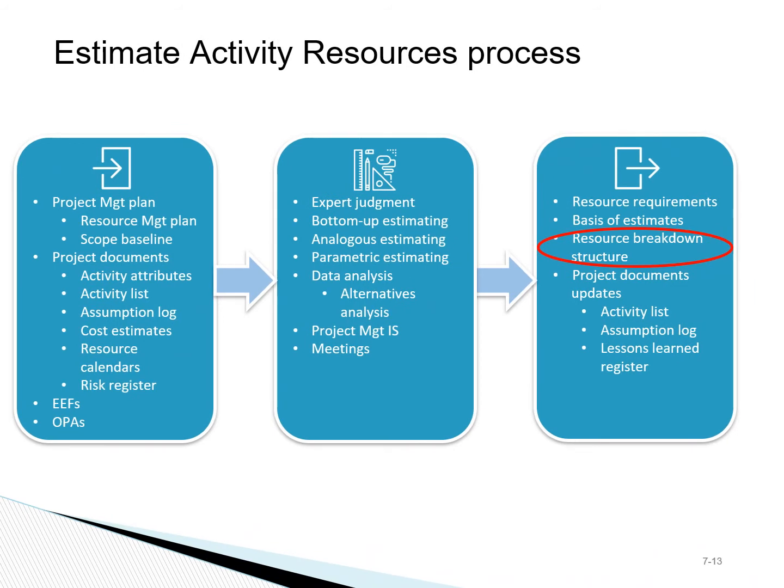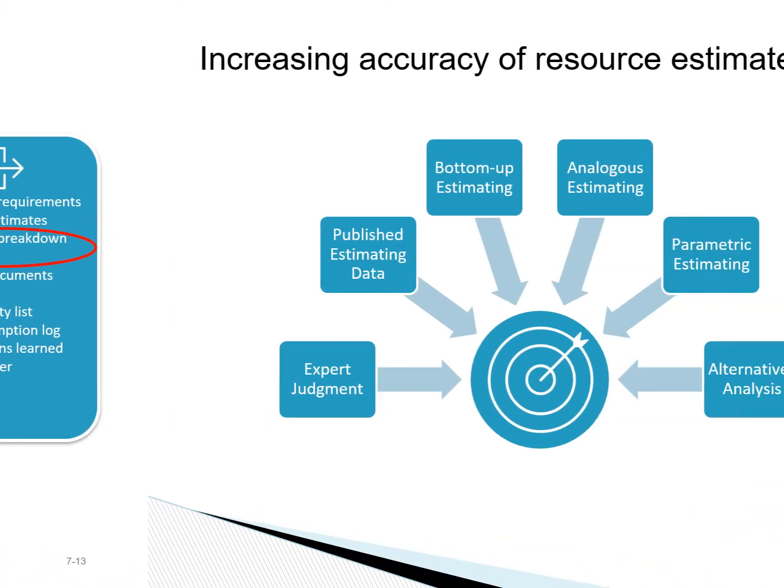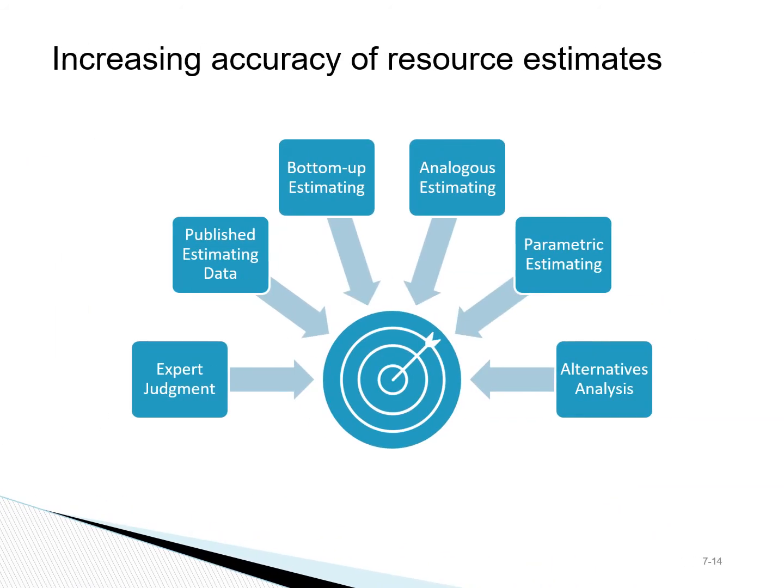This is a process map for estimating resources required for activities. There are a number of estimating techniques that we'll look at in a second. The process produces the resource breakdown structure, which is one of the deliverables out of this process. These are the various estimating techniques for estimating resources. It's very similar to techniques we use for estimating other aspects of the project. Let's spend a few minutes and talk about some of these.